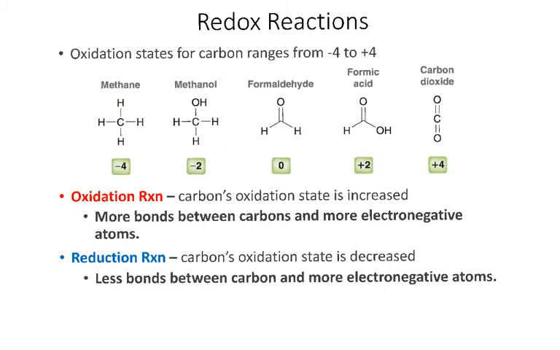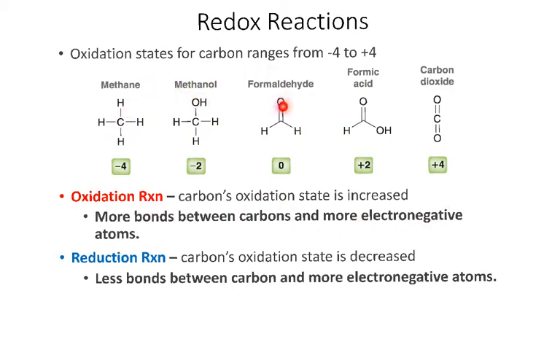In general, the more bonds there are between carbons and more electronegative atoms, that will be an oxidation reaction. If I have fewer bonds between carbon and more electronegative atoms, that results in a reduction. And so we can see that when I go from methane, there are no bonds between carbon and electronegative atoms. When I go to methanol, now I have one carbon-oxygen bond. So I have more bonds between carbon and more electronegative atoms, so that represents an oxidation.